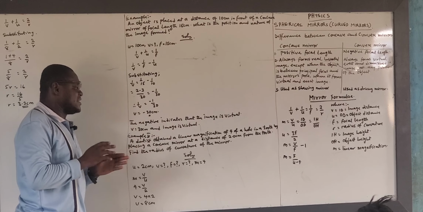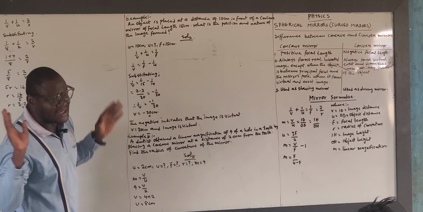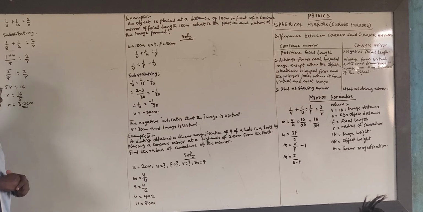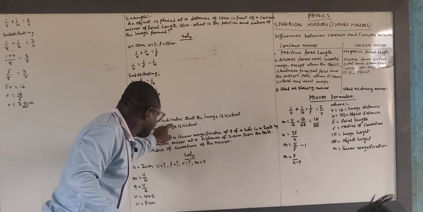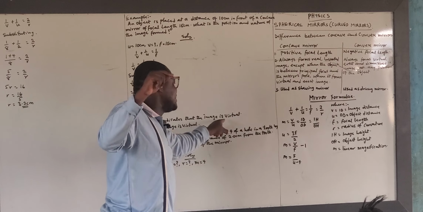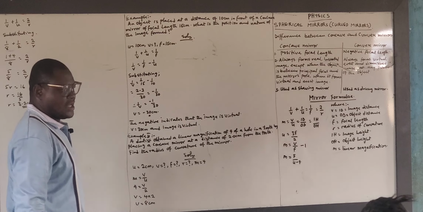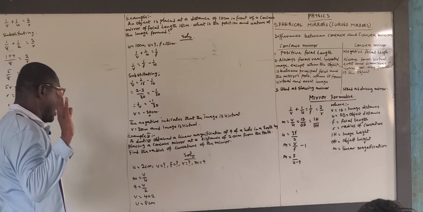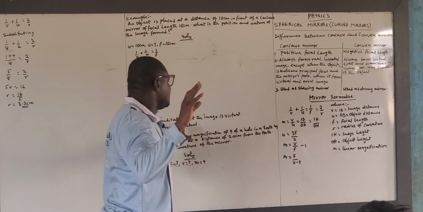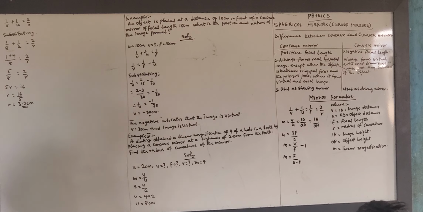That is to say, the answer is V is equal to minus 30 centimeter. The negative sign that appears here indicates that the image is virtual. V is equal to 30 centimeter, and the image is virtual. Now, let us look at example number 2.